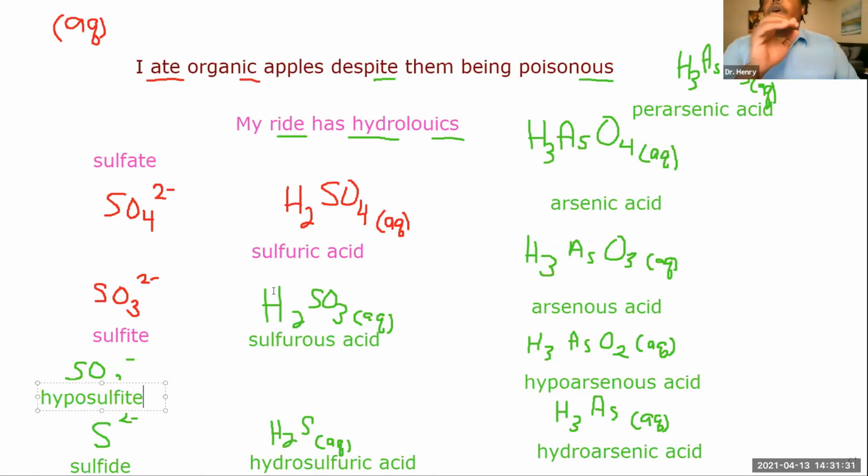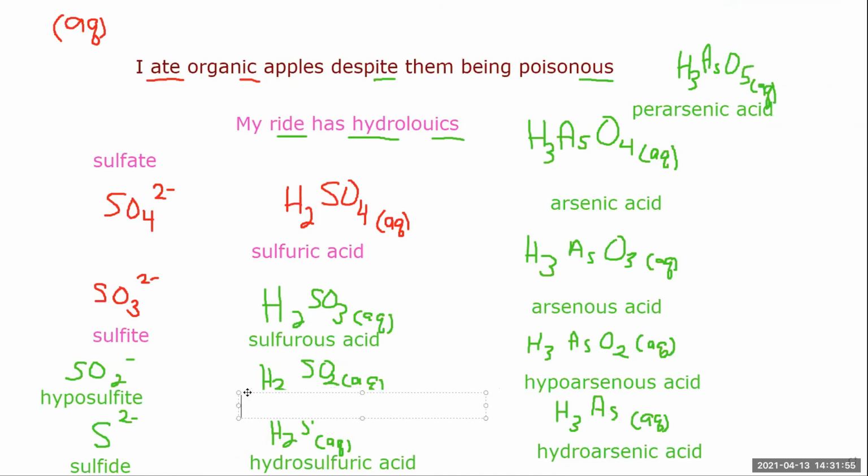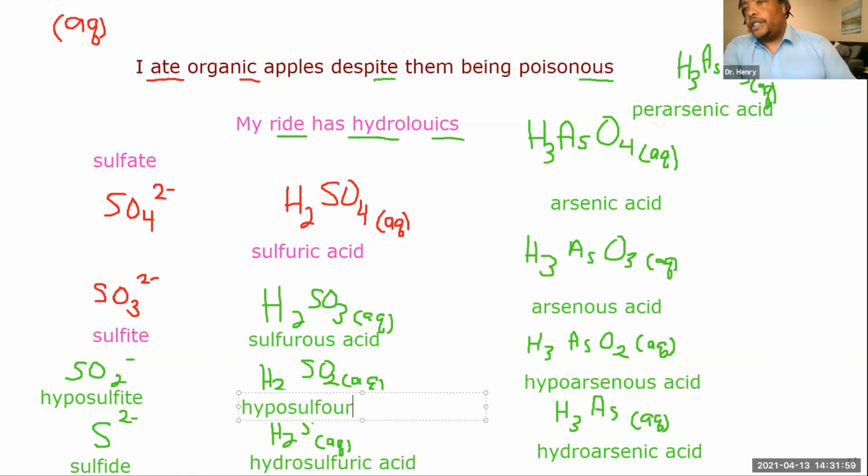No problem. And so when we talk about the acid that's associated with that, that guy is going to be called H2SO2 (aq). That guy is going to be called hyposulfurous acid.